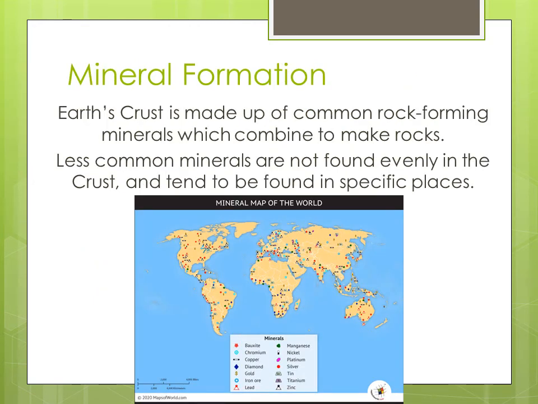Now, just a last piece here, mineral formation. Now, Earth's crust is made up of common rock-forming minerals, which combine to make rocks. And these are going to be pretty much found everywhere. North America, Australia, everywhere. However, there are less common minerals, and they're not found evenly in the crust. They tend to be found in specific locations.